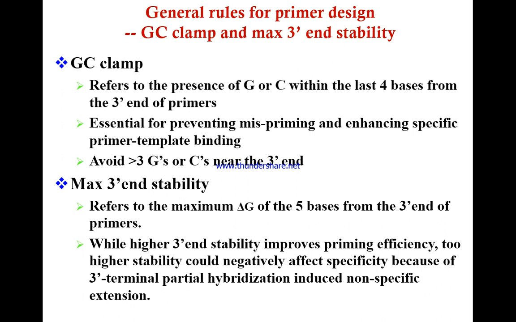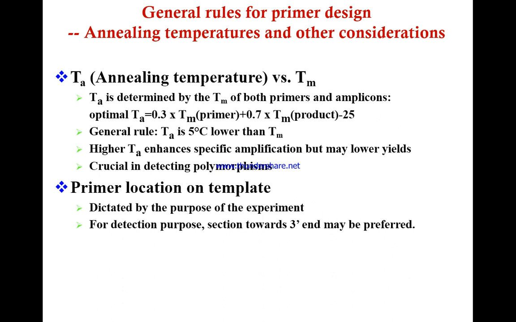Max 3' end stability refers to the maximum delta G of the 5 bases from the 3' end of the primer. Higher 3' end stability improves priming efficiency, but too high stability could negatively affect specificity because of 3' terminal partial hybridization induced non-specific extension.